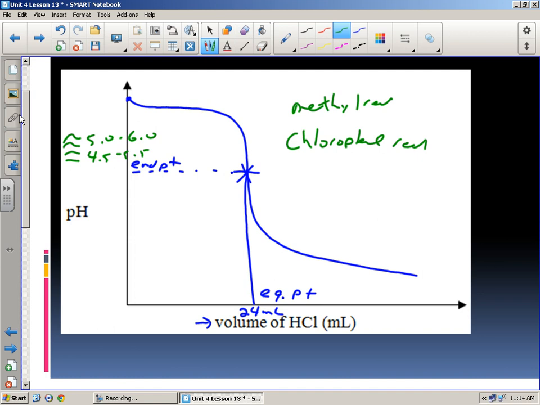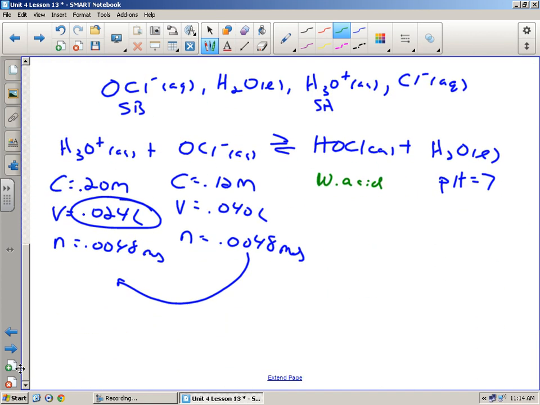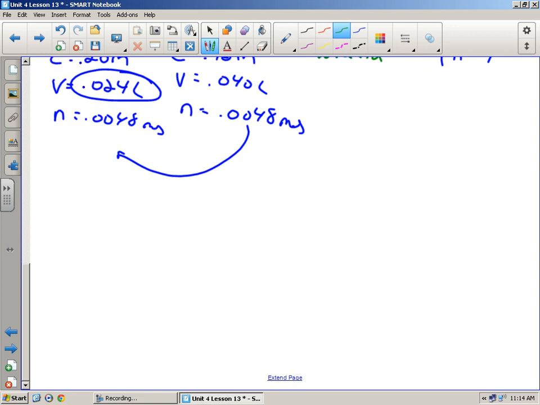Once again, could we figure out that? Sure we can, right? That, of course, is your weak base in this case, or your base in this case. So what was the base? Well, the base is, of course, your hypochlorite, right? So let's figure out the initial pH.